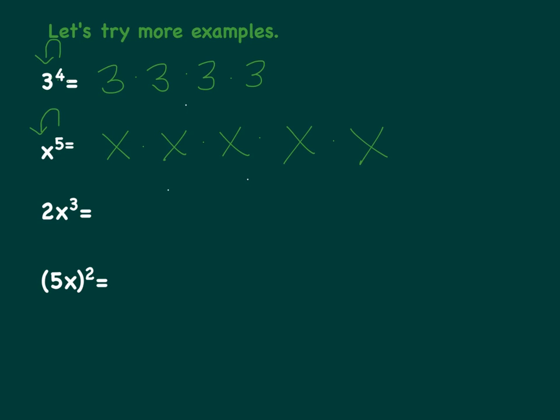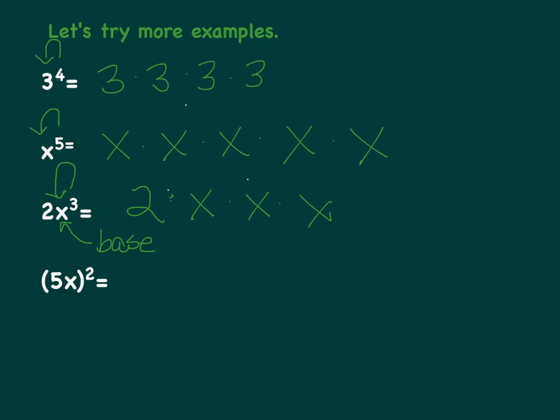Two x to the third. Now we need to be cautious with this because the exponent 3 only applies to the x, because the x is the base. Okay, so x is the base. That means we're going to apply the exponent only to x. We're going to multiply times 2: 2 times x times x times x.